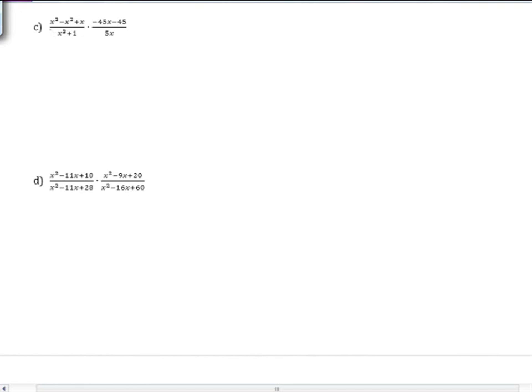Example C, we have x cubed minus x squared plus x in the numerator, and x cubed plus 1 in the denominator, times negative 45x minus 45, and in the denominator 5x. We can factor an x out of the first numerator, this x cubed minus x squared plus x, and that would give us x times the quantity x squared minus x plus 1.